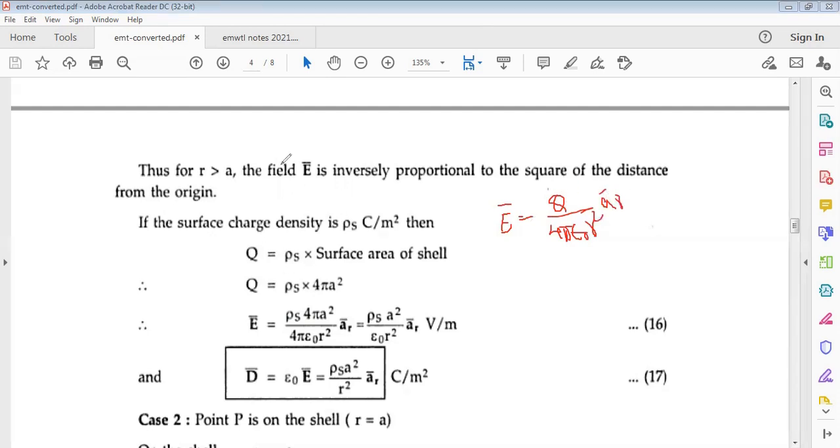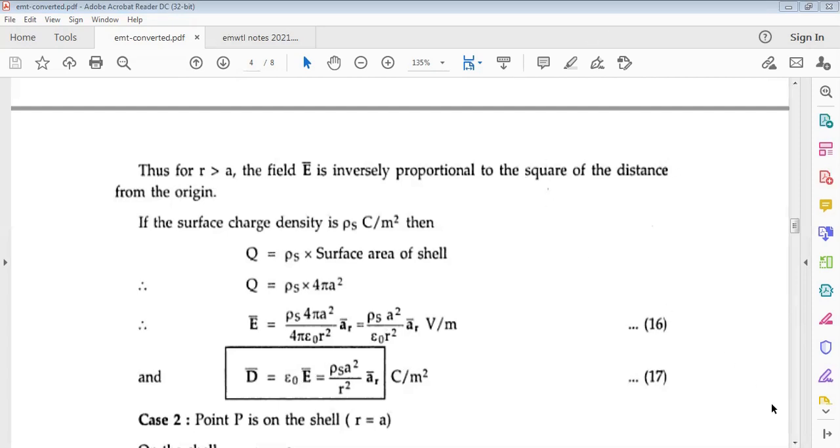That Q, when we consider a spherical shell with radius a, the surface area of the shell is 4 pi r square. Actually, the r here is a, so a square with the radius of a. Okay, 4 pi gets cancelled, and it becomes rho S a square by epsilon naught r square into a r. And similarly, D bar is equal to rho S a square by r square only, because the relation between D bar and E bar is D equals epsilon E. Epsilon does not get cancelled. Got it, my dear students?